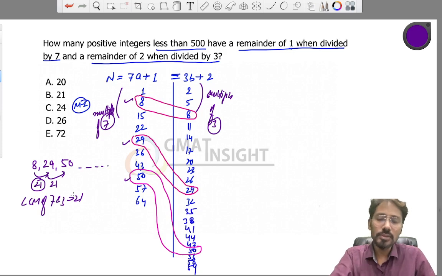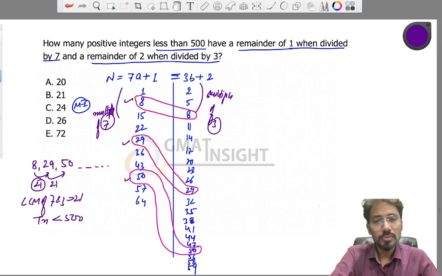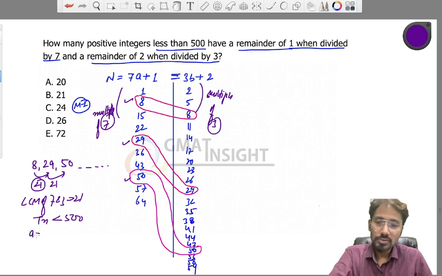So now I have to keep going. Now I know that this is an arithmetic progression in which the nth term has to be less than 500, because the question asks how many positive integers are less than 500. So I can say that a is equal to 8. a is defined as the first term in the arithmetic progression, and d is the common difference.